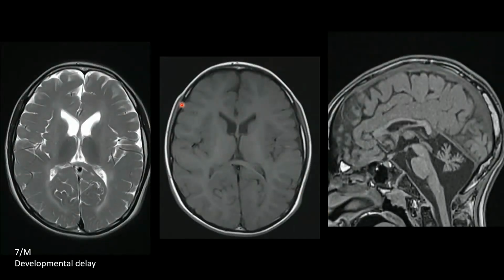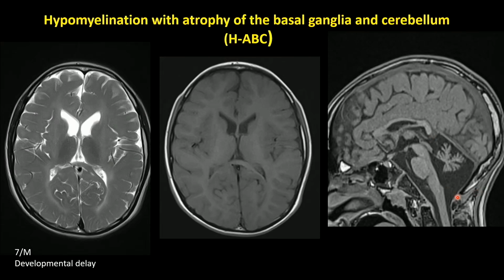Here is my last case. This case shows a hypomyelination pattern. On T1 weighted image, it looks normal, but on T2 weighted image, we can see diffuse T2 hyperintensity in the white matter tract. Another typical feature is a small volume of basal ganglia and the cerebellum. This is the hypomyelination with atrophy of basal ganglia and cerebellum. We call it HABC. So this is another case of hypomyelination pattern of abnormalities.